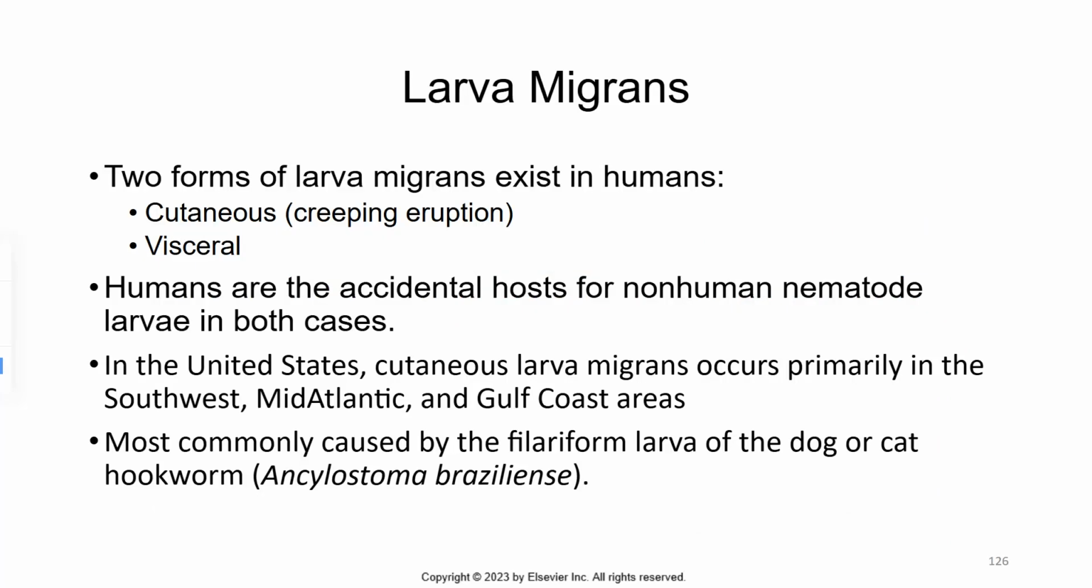Larval migrans. There are two forms of larval migrans in humans, cutaneous and visceral. Humans are the accidental hosts for non-human nematode larvae in both cases. In the United States, cutaneous larval migrans occurs primarily in the southwest, mid-Atlantic, and Gulf Coast areas, most commonly caused by the filariform larvae of the cat or dog hookworm, Ancylostoma braziliense.